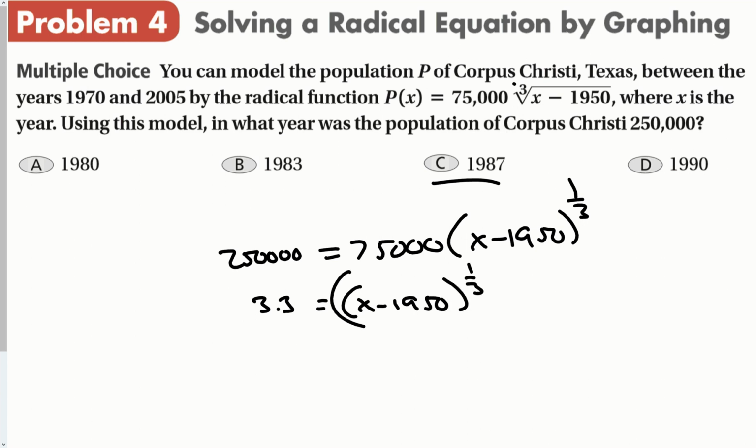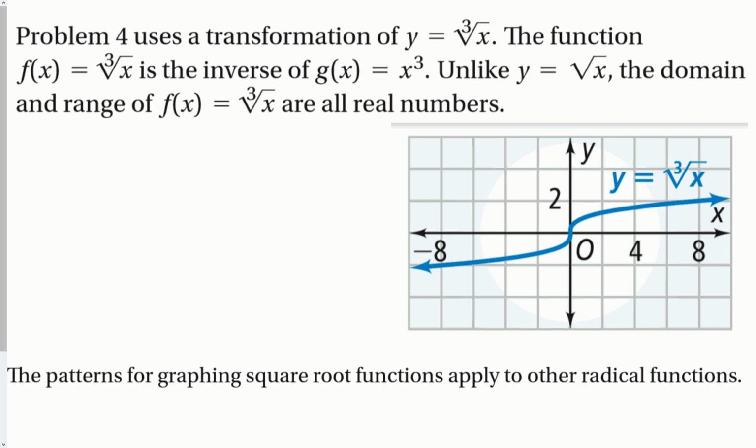And then we just raise everything to the 3rd power, and we get 37-ish is equal to x minus 1950. And then I just add 1950 to both sides to get 1987.04, but close enough. And it says about. Okay, so we could solve this algebraically. You could plug this into a graphing calculator and graph it, whatever makes you happy.